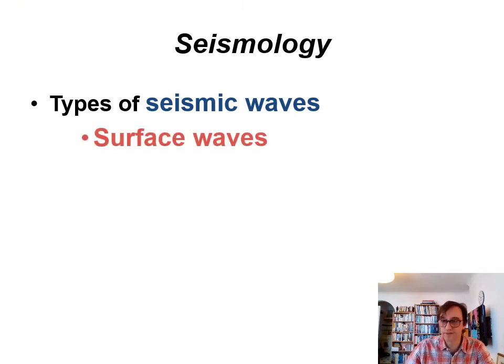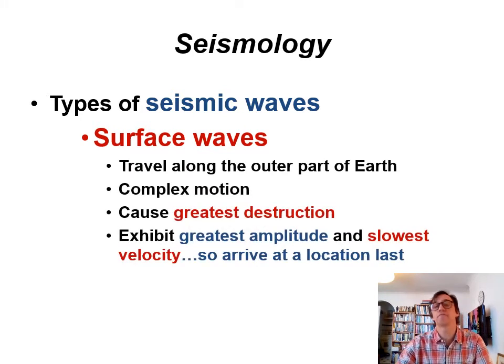Types of seismic waves. There are two main types: surface waves and body waves. And as we'll see, we can split body waves into two subtypes. But firstly, surface waves. These are the ones that you feel during the earthquake. This type of seismic wave travels along the outer part of the Earth's surface, at the ground level.